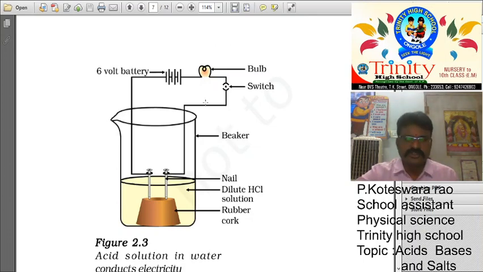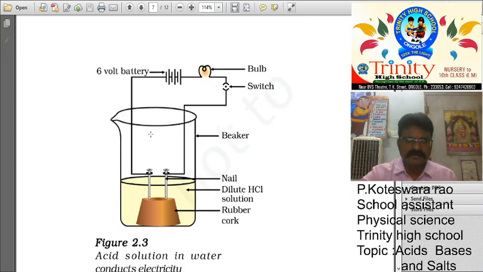We can observe whether the bulb is glowing or not. If the bulb glows, it means yes. If the bulb does not glow, it means no. Next, remove this glucose solution. Then fill the beaker with alcohol solution, because our next solution is alcohol. So we fill this beaker up to here with alcohol solution. Then once again we switch on.